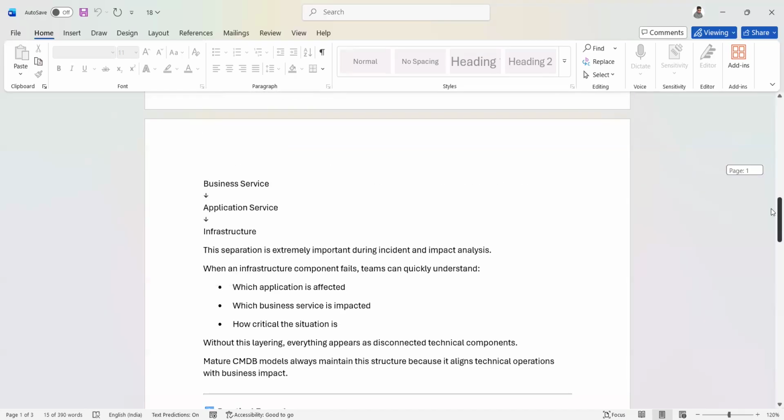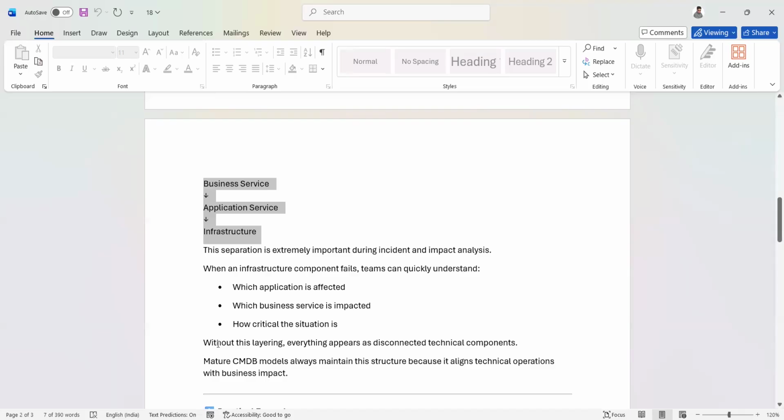You see here, at the top business service, then we have application service, then we have infrastructure. This separation is extremely important during incident and impact analysis. I already explained this. When an infrastructure component fails, the team can quickly understand. Yes, you have this blueprint with you. In that case, if any of the servers crashes, you should know what you have to do and where you have to inform. You should know which application services are impacted and which business services are impacted. Everything is in front of you. But if it's not there, then obviously you have to do guesswork. You will take more time. It will be a complete disaster.